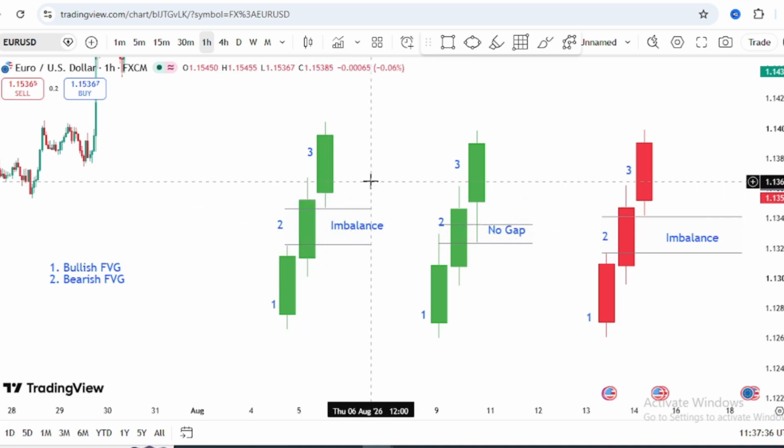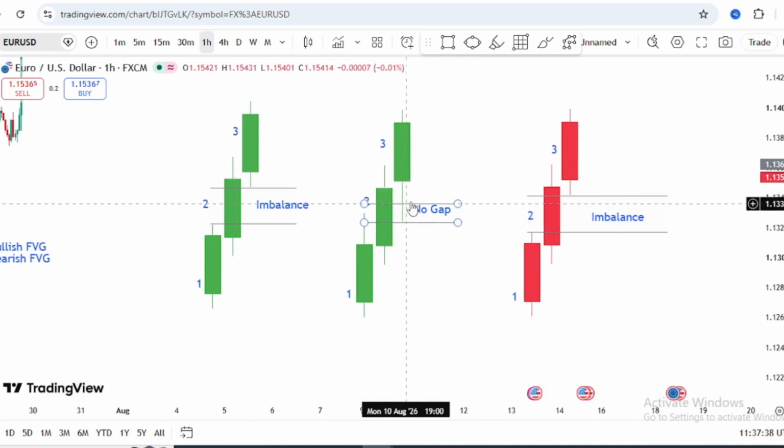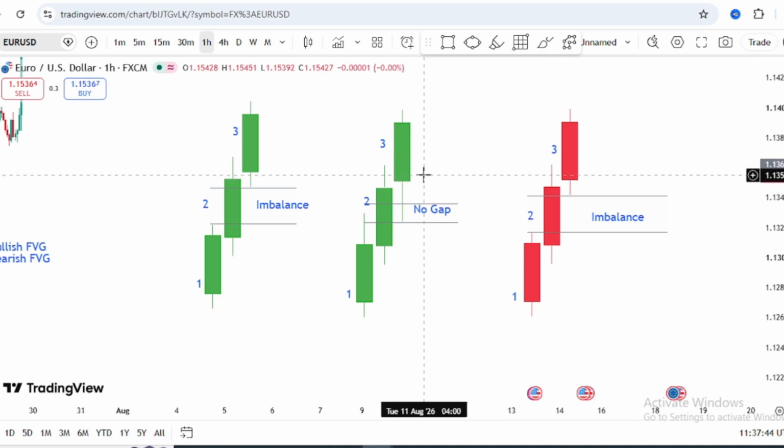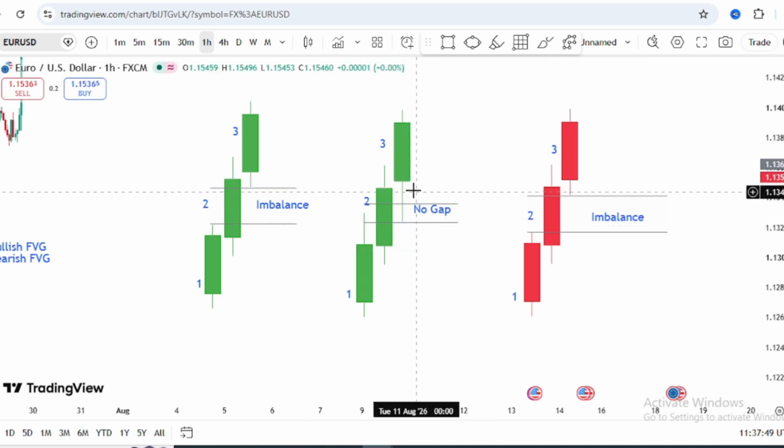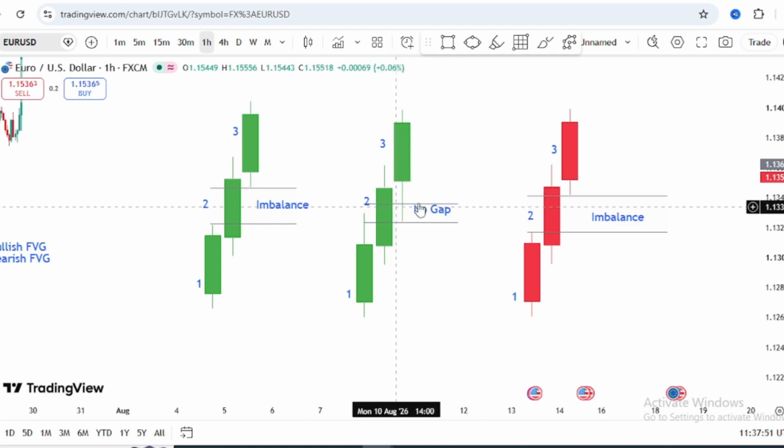And this second candle sequence clearly shows that there is no gap, no FVG here, because there is no space between the upper wick of the first candle and the lower wick of the third candle. So there is no fair value gap in this scenario.